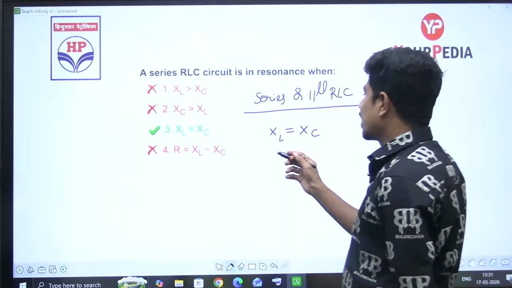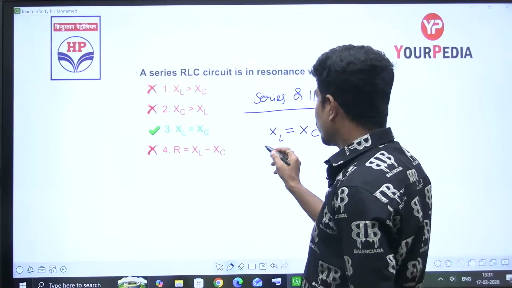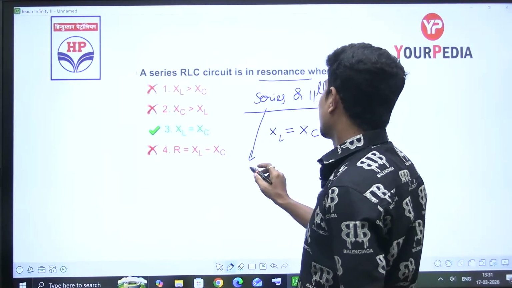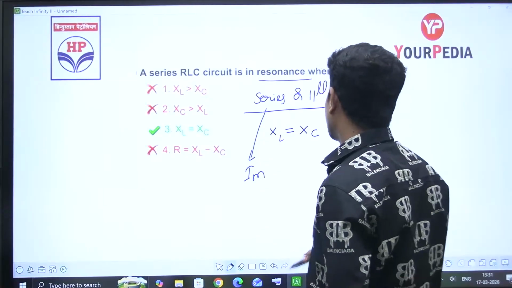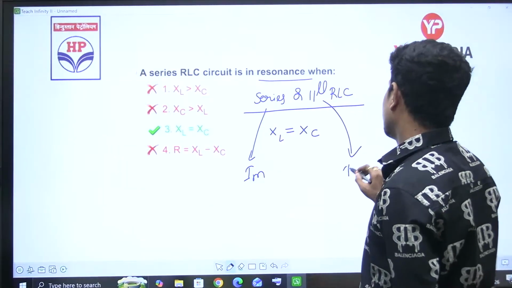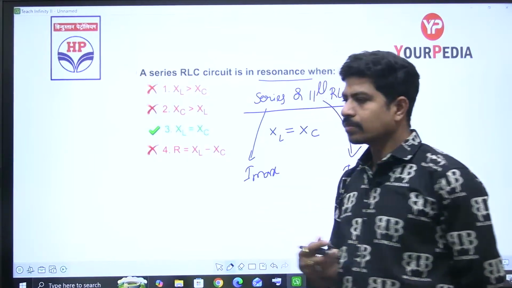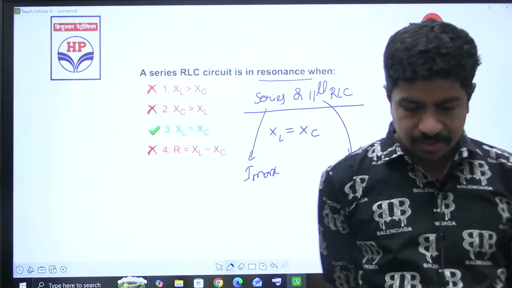Now, in series RLC, during resonance, current is maximum. In parallel RLC, current will be minimum. That is the difference.